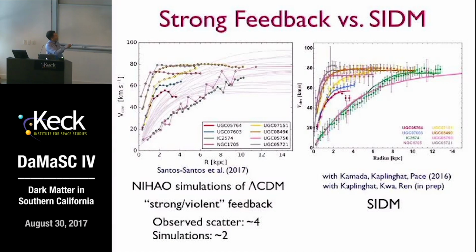But then you have trouble fitting the galaxy over there, because this is the opposite. If you consider weak feedback, there's no problem fitting the galaxy over there, but not the galaxy over here. That is not surprising, because if you look at the observed scatter, a factor of 4, the simulation still gives you only about a factor of 2 scatter. But SIDM can fit all of the galaxies.